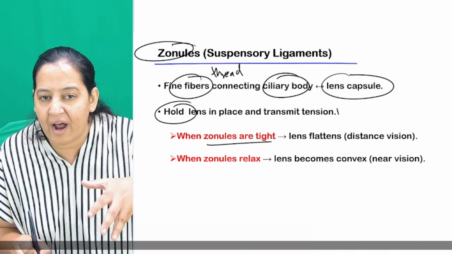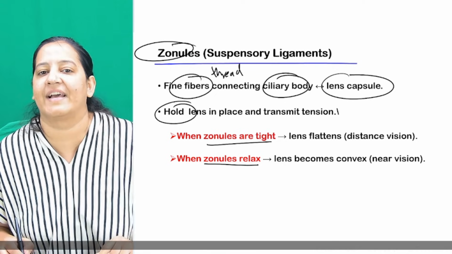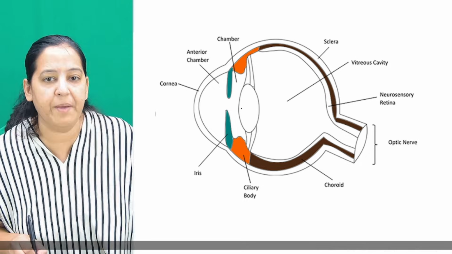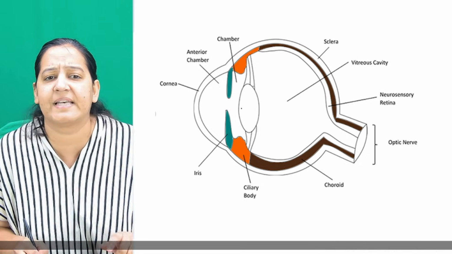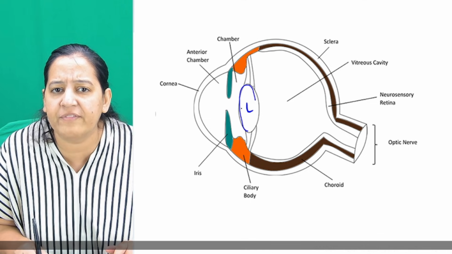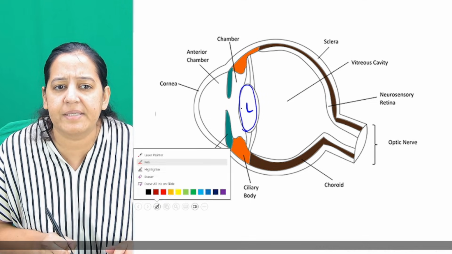When zonules are tight and when zonules are relaxed, what's going to happen to the lens? I will show you a video and a 3D model also, but first use your common sense. Appreciate this is the lens. Appreciate the boundary of the lens, everyone. Now see the threads. Can you see the threads?